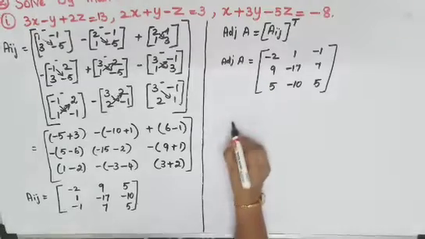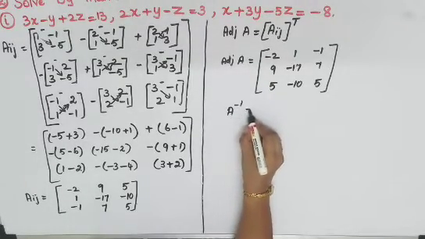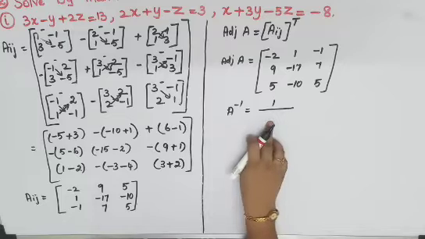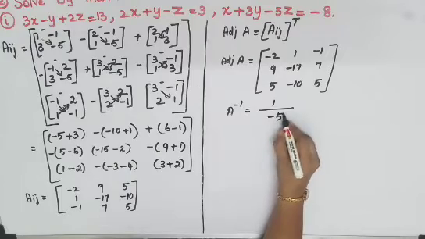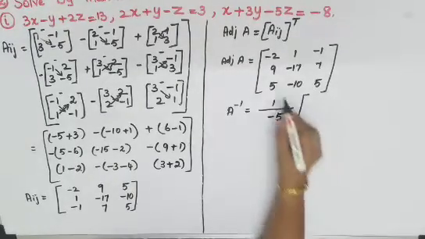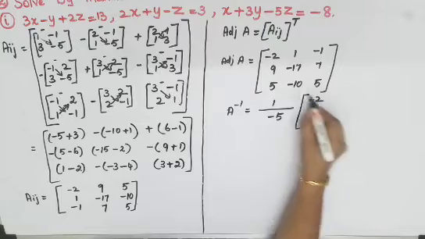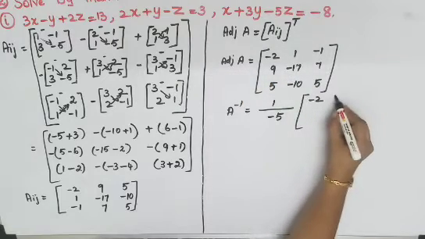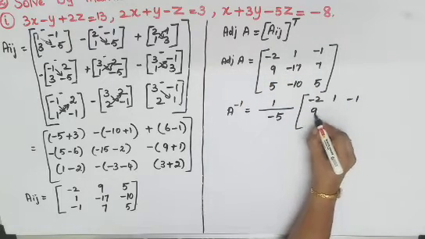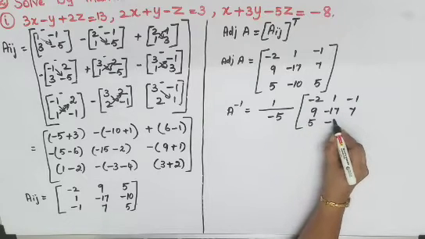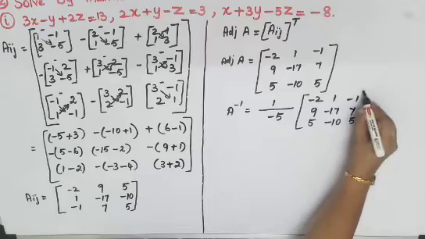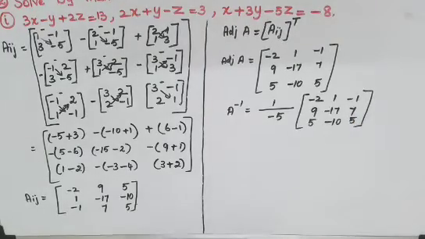Now inverse, you will have to find it. A inverse is equal to 1 by, we have written the formula before, it is determinant of A. Determinant of A, we have got minus 5, so I will write minus 5 here, into your adjoint of A. So this answer, what we have got here: minus 2, 1, minus 1, 9, minus 17, 7, 5, minus 10, 5. So this is your A inverse.